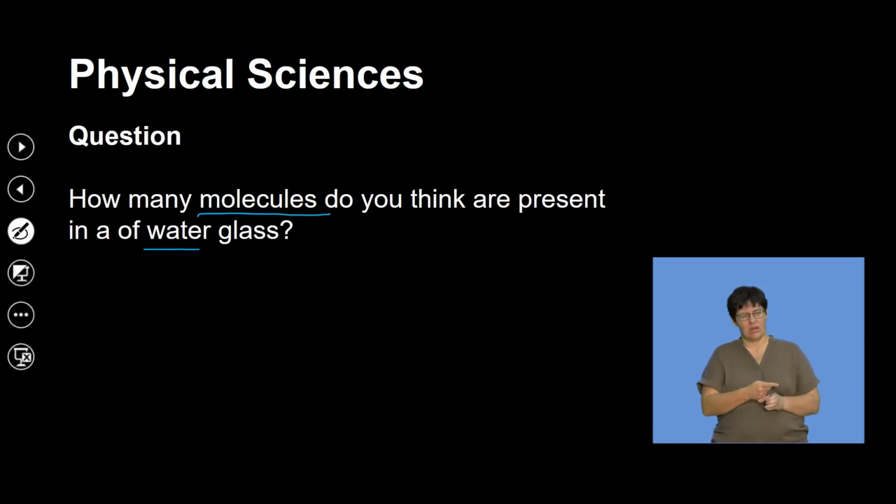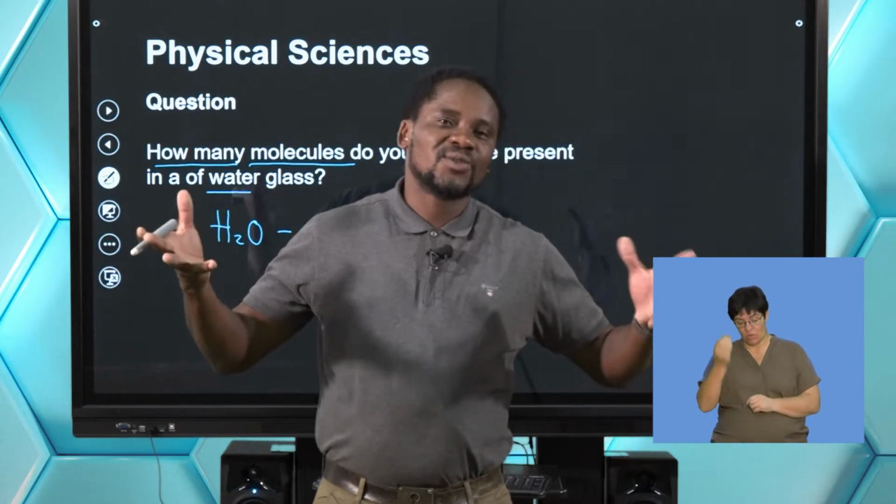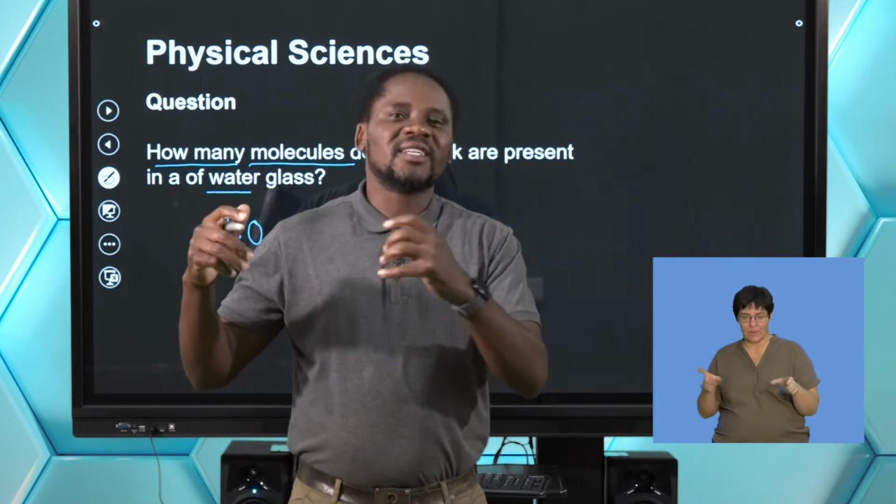Okay, what's the formula for water? H2O, okay? Why are we saying this is a molecule? This is a covalent compound, right? Let's just break it down so that we understand the question in the right context. So this is a covalent compound. That's why we can refer to it as a molecule. So the question is how many? And you must also remember that our focus is on quantifying, actually getting that number.